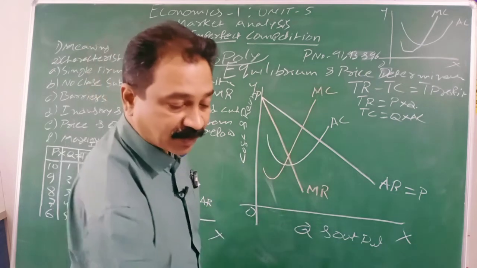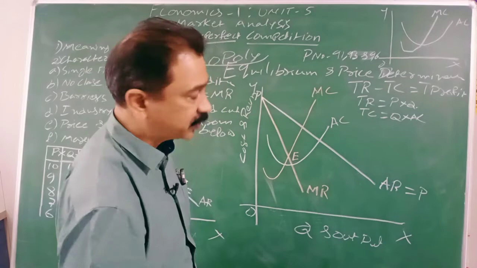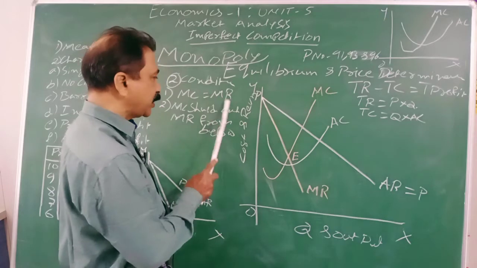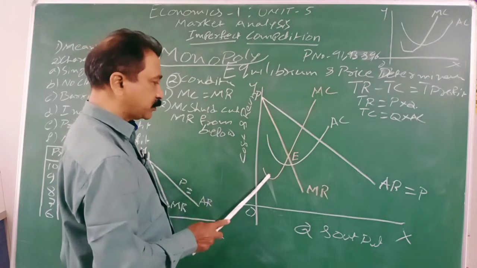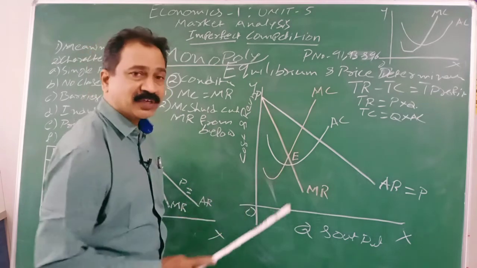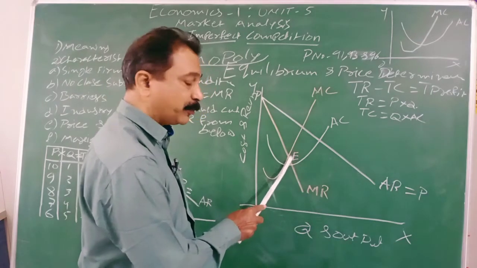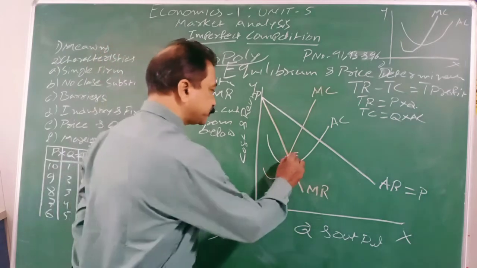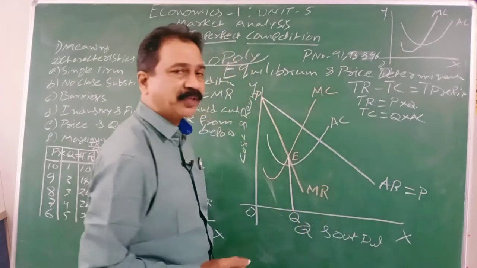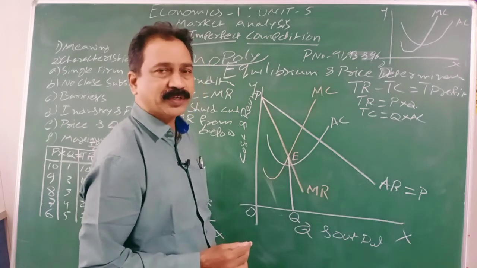So this is the equilibrium where we will stop the production. At this point we stop the production. Got it? MC and MR become equal, and MC cuts MR from below. Both conditions are fulfilled. When both conditions are fulfilled, we will call it equilibrium. Here we will stop the production. This is the quantity produced by the monopolist. This is the graph of a monopolist or imperfect competition.